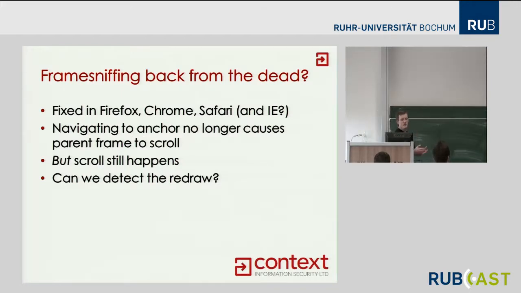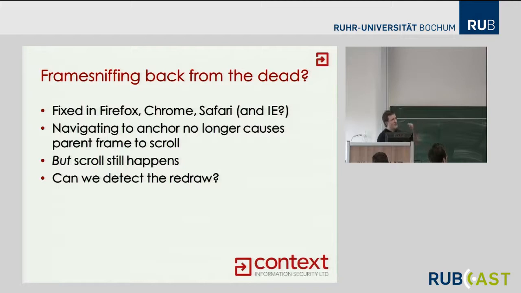The frame sniffing attack happens when you have an iframe and you change the URL of that iframe to add this anchor tag, this hash tag onto the end of the URL, and then the frame scrolls. So the frame sniffing took advantage of the fact that the scrolling will look at parent frames as well. If the frame that has the site in can't scroll, then the browser will look at the parent frame and try and scroll that instead. And that's how the frame sniffing worked. So the fix that all the browsers implemented was to prevent the parent site from scrolling, and that prevents the attacker from being able to read the scroll position.